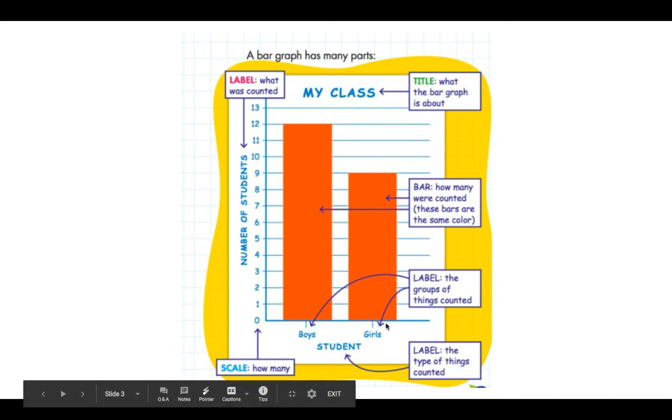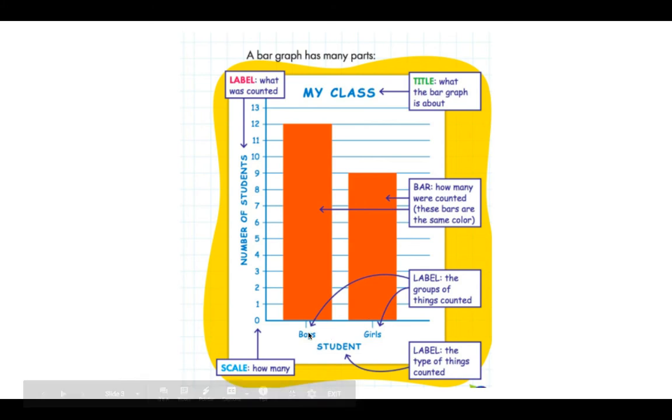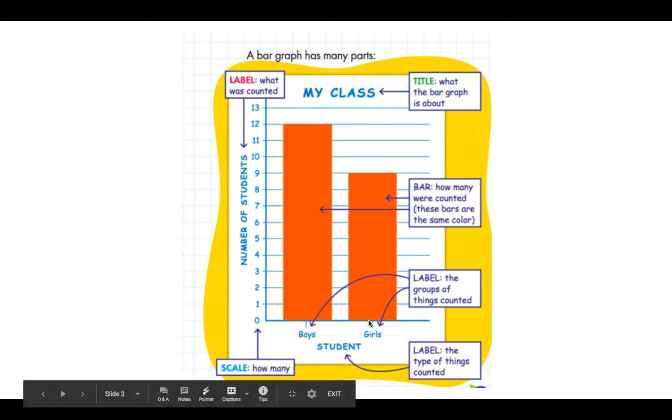What are the categories of the bars? So in this case, it's students and it's divided into boys and girls. I also have this label that's showing exactly what each bar is, boys and girls. And then the big overarching category is students. So if I'm doing colors, I might have blue, red, green, and then colors. If I'm doing ice cream flavors, it might be chocolate, vanilla, strawberry, and then ice cream flavors. So I have the labels for the bars, and I also have the labels for the full category.